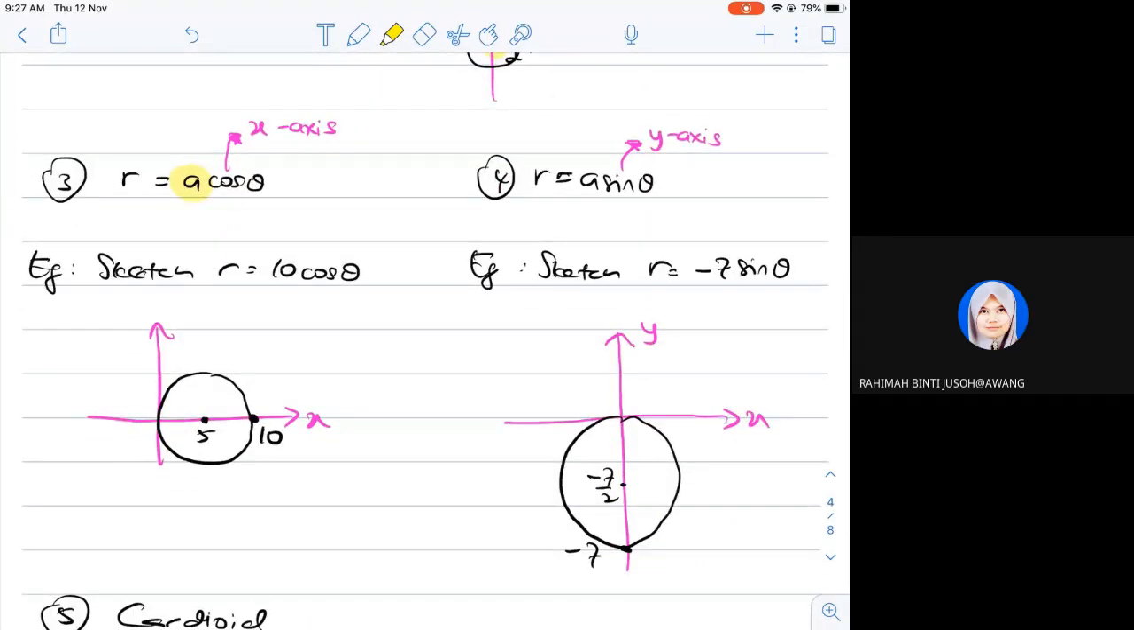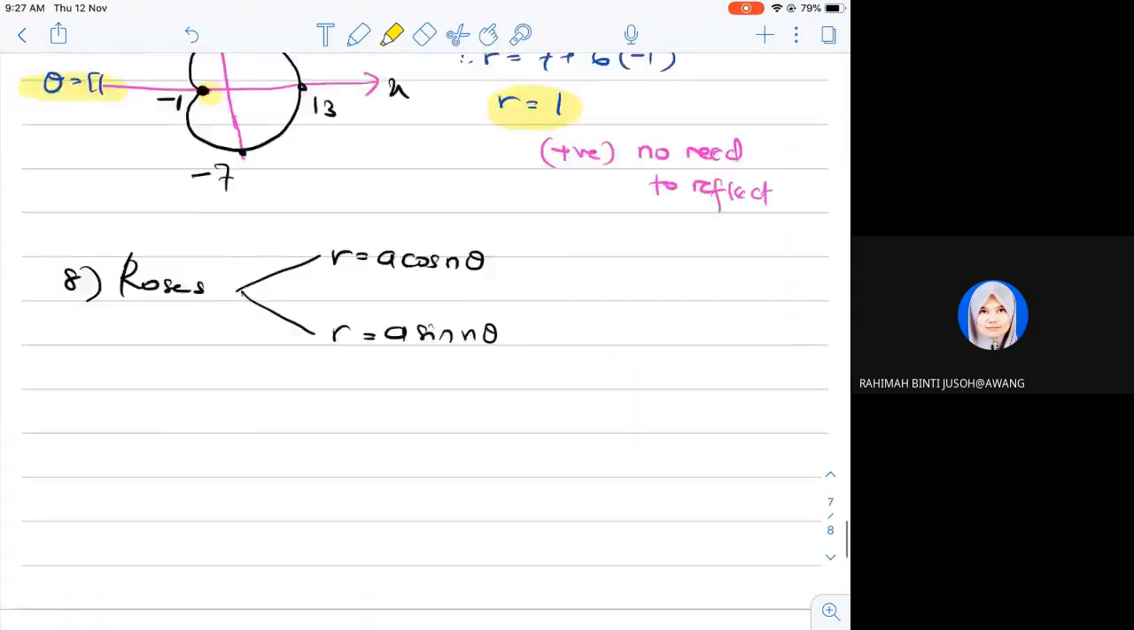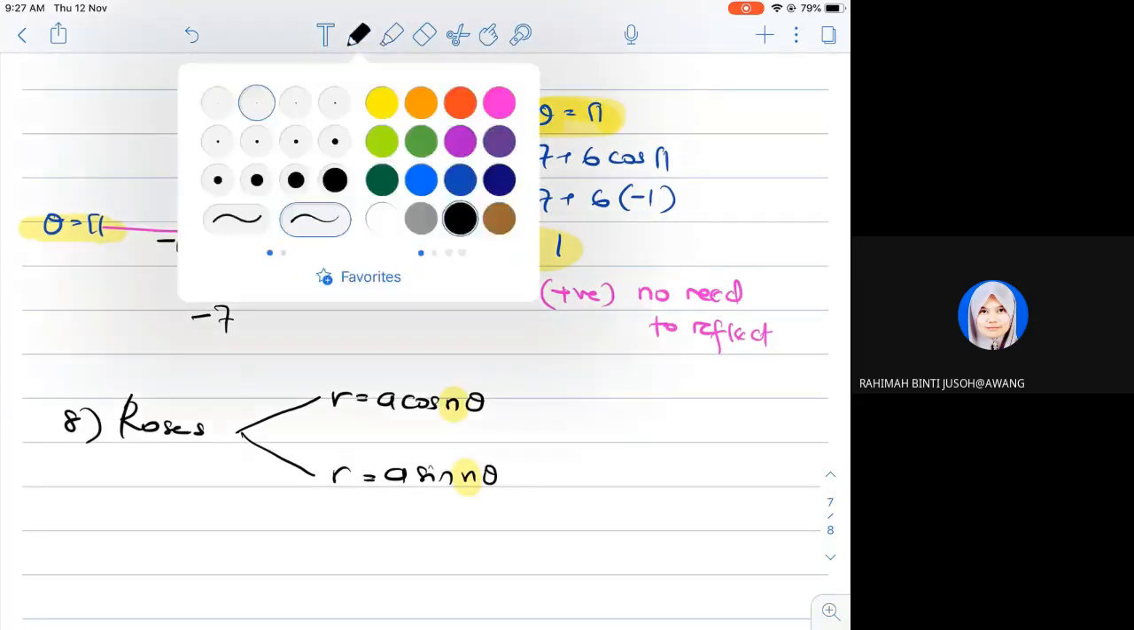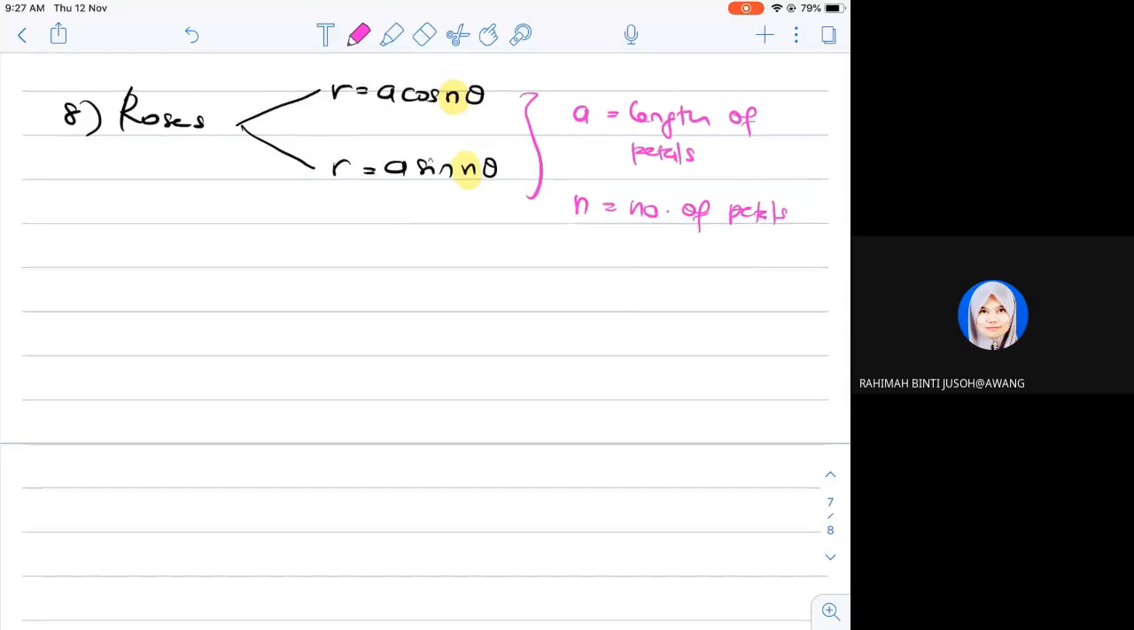Okay, the difference between these equations and the previous equations yang circle kat atas ni. Yang circle ni tadi dia tak ada n theta, no n theta. But in this case, for the roses, we do have n here. We have n here and n here. Okay, for roses, A is actually the length of petal, panjang kelopak. And then N is the number of petals. Okay, we have two categories of N.